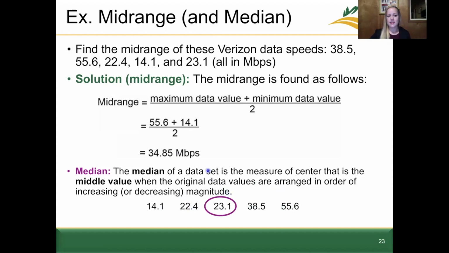Now you can already see here the mid-range value, taking the maximum value plus the minimum value, dividing by 2. This value is quite a lot different than the median value. Okay, so once again, it is really important to remember how to solve for each of these definitions and to remember what they really mean.